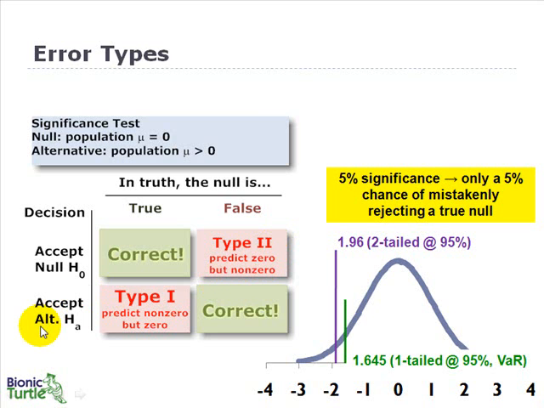And the other error type is, again, we're out here with the sample statistic, and we decide, no, randomness could not explain that. We must be wrong about the null. The null must not be 0. We're going to reject the null and accept the alternative. And what if it turns out the null was 0 and this was just randomness on the tail? We have just committed a type 1 error. We have predicted non-zero for the null, but actually it was 0.